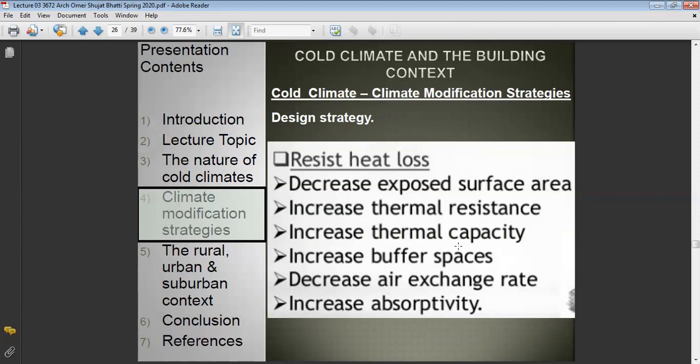Decrease the exposed surface area that is directly exposed to those cold sides like the northern side or eastern side. Increase thermal resistance, which means cavities could be added, thermal mass could be increased, and other solutions like thicker walls or gaps and insulation materials could be utilized. Increase thermal capacity: with the help of increasing the thermal resistance, the thermal capability of those internal spaces is going to increase. Increase buffer spaces, so that the heat has to transfer through buffer zones, and it will still be retained inside, and that could be easily managed.